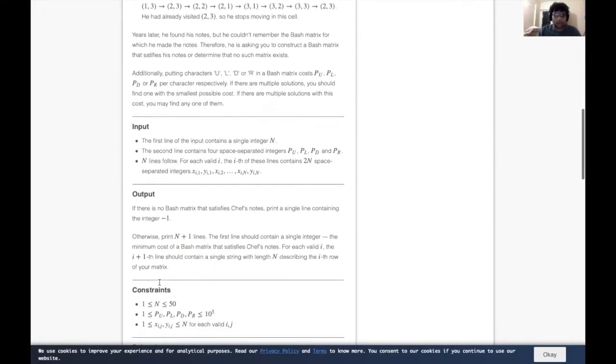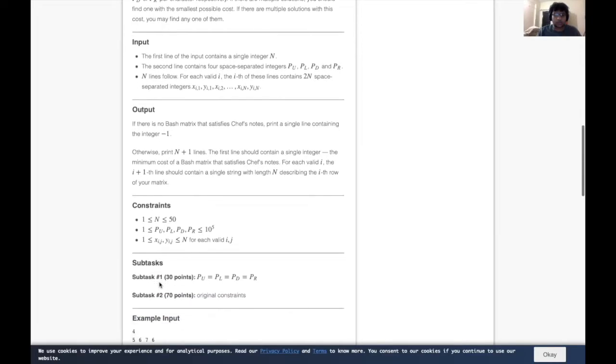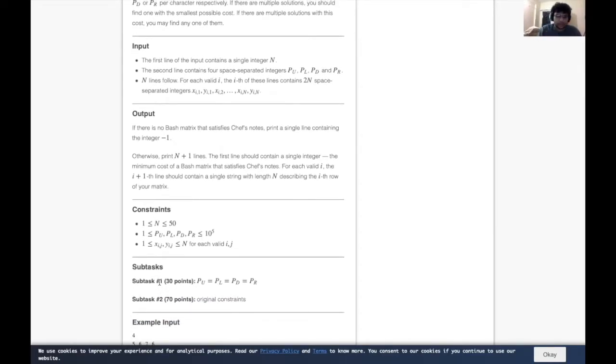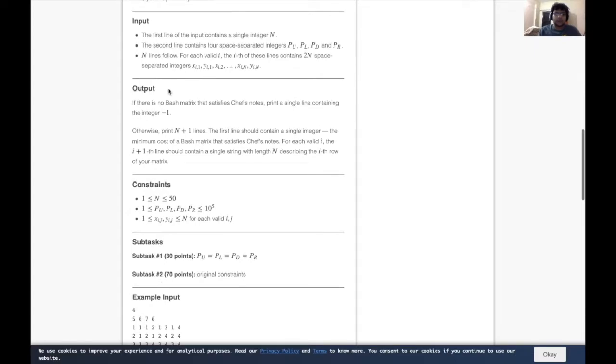Our constraints are n is less than or equal to 50, PU, PL, PD, PR is less than or equal to 10 to the power 5, and X, Y is less than or equal to n. An important thing to note is that it's possible that there is no answer. It's not guaranteed that there's an answer. Otherwise, we print n plus 1 lines. The first line contains a single integer, which is the cost, and then we print the matrix that we generate.